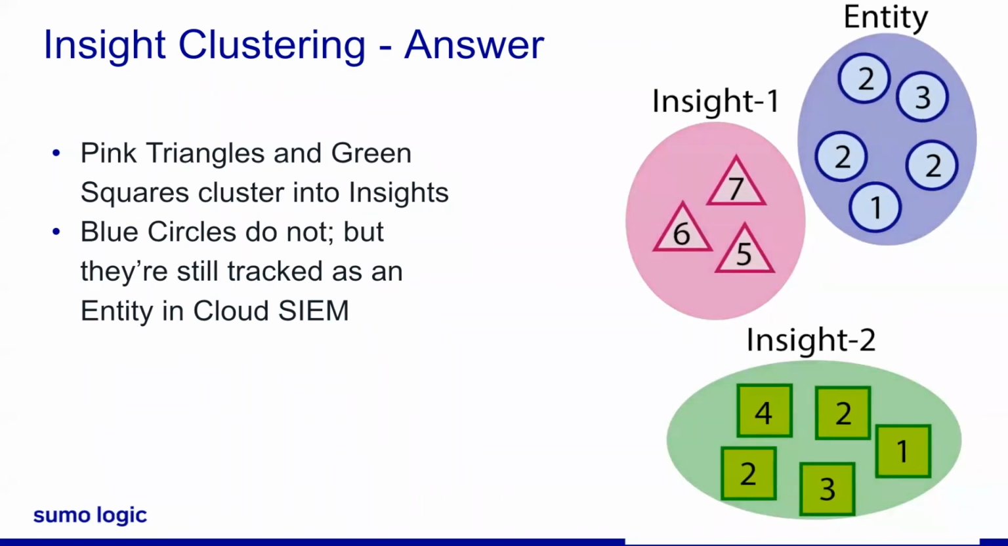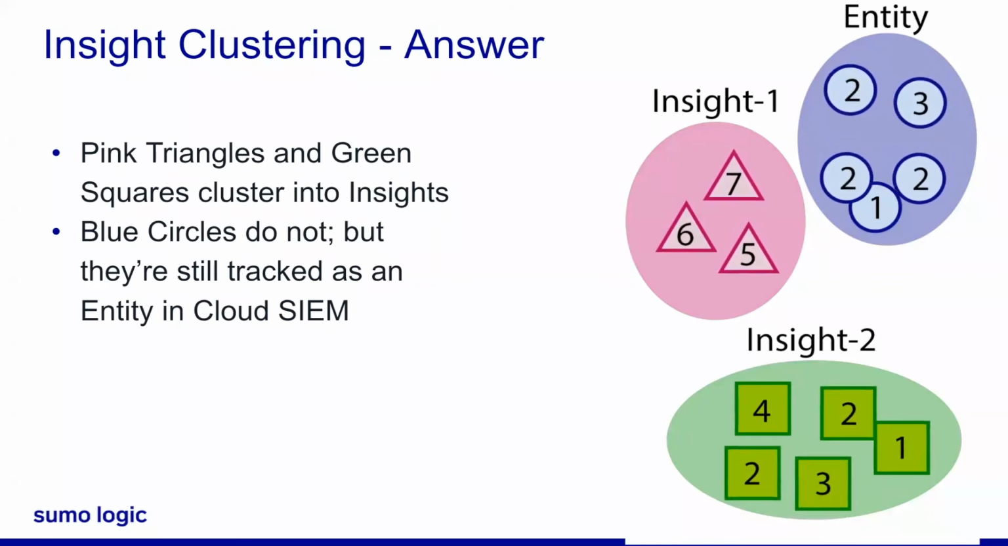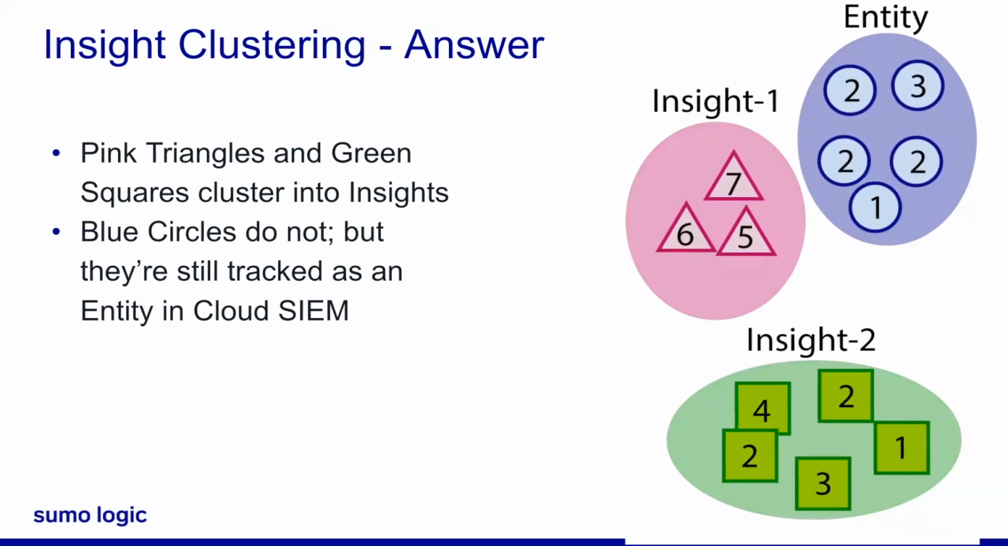Let's go through entity A, those pink triangles. Those are going to cluster into an insight. Why or how? Well, even though there's only 3 signals there, they're relatively high severity scores. The activity score for entity A, those pink triangles, is an 18, 7 plus 6 plus 5. And so those cluster together into an insight.